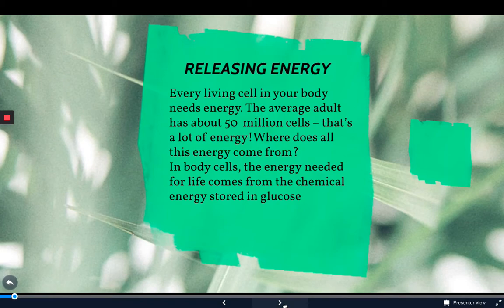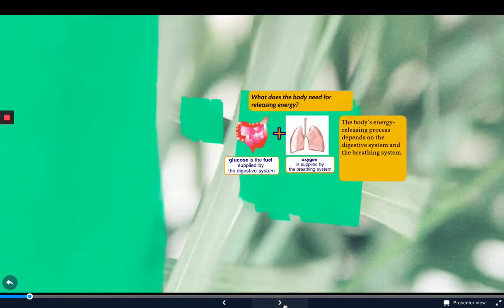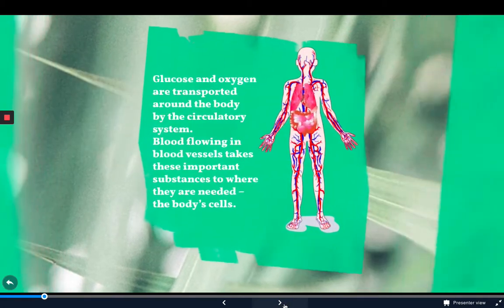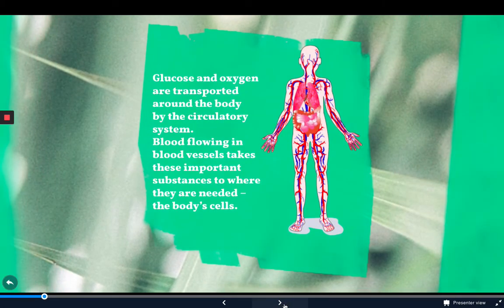In body cells, the energy needed for life comes from the chemical energy stored in glucose. What does the body need for releasing energy? It needs glucose and oxygen. Glucose is the fuel supplied by the digestive system. Oxygen is supplied by the breathing system. The body's energy releasing process depends on the digestive system and breathing system. Glucose and oxygen are transported around the body by the circulatory system. Blood flowing in blood vessels takes these important substances to where they are needed, the body cells.